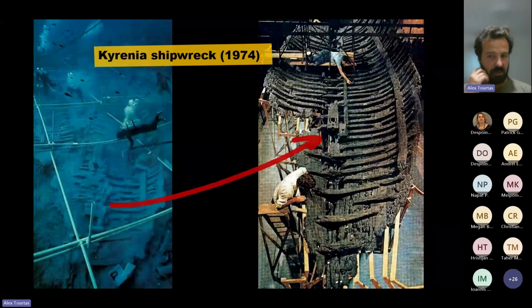This is the example of the Kyrenia, but of course we also have the examples of the Vasa and the Mary Rose in Northern Europe. Until today they're very interesting, and someone can visit the relevant museums and see how they were preserved in the Baltic and the North Sea respectively.